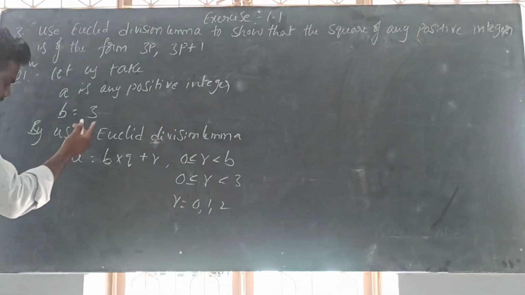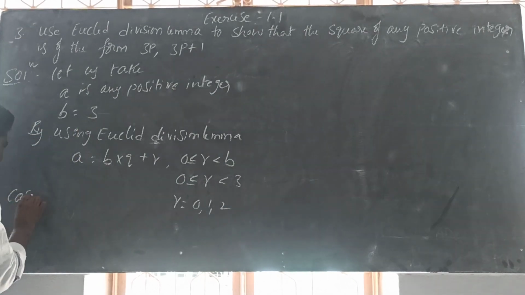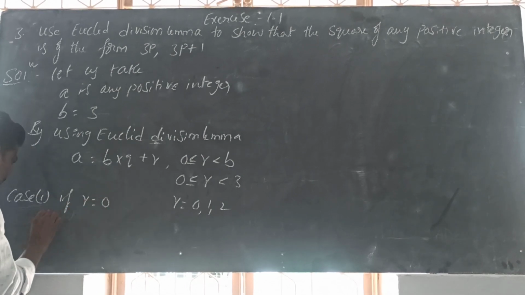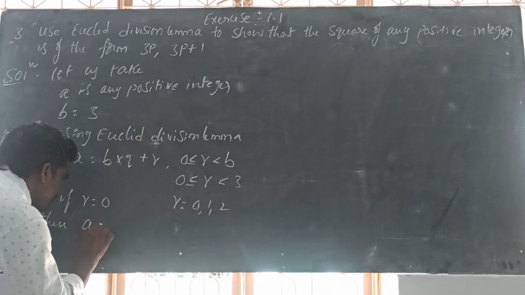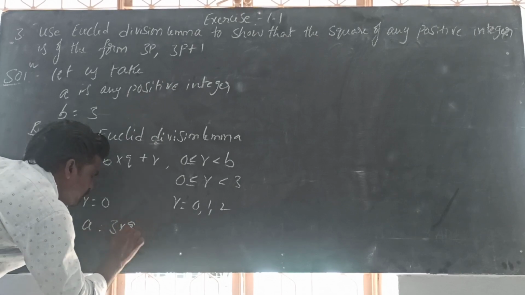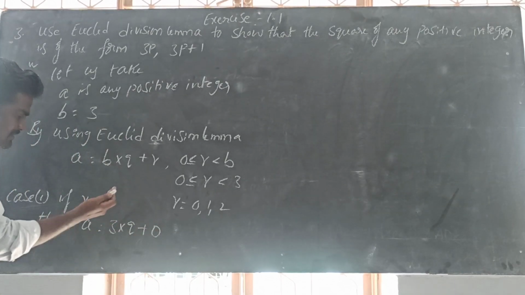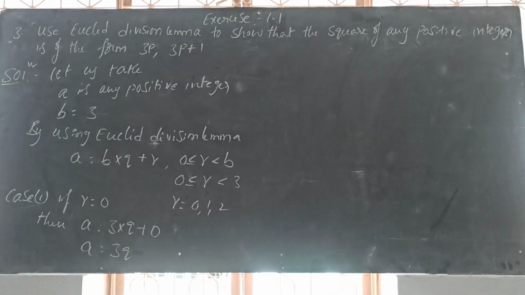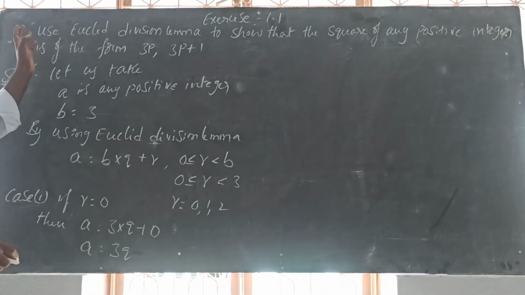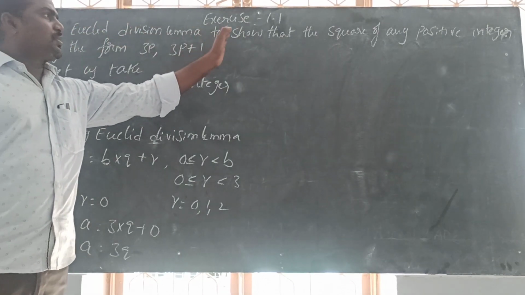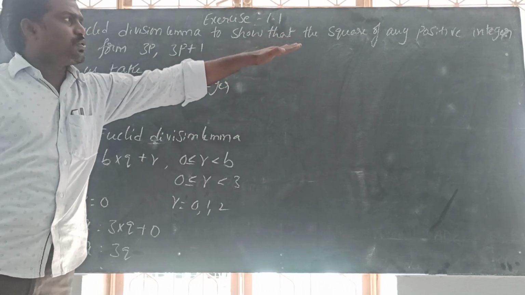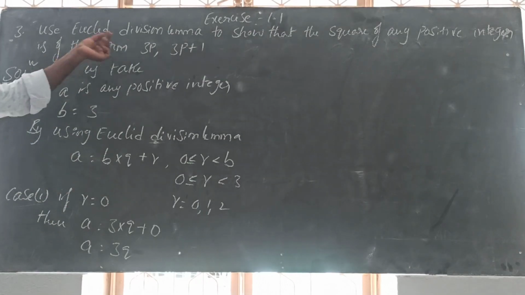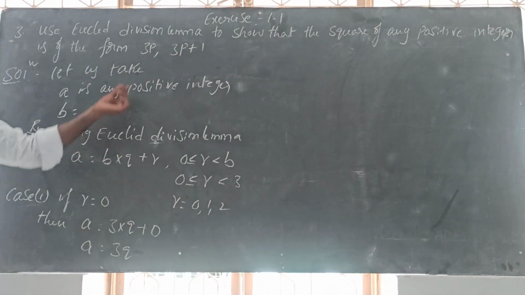So here, first case 1. If R is equal to 0, then A is equal to 3 into Q plus 0. Adding 0 to anything gives the same, that is A is equal to 3Q. What is the question? Use Euclid division lemma to show that the square of any positive integer A is in the form of 3p.